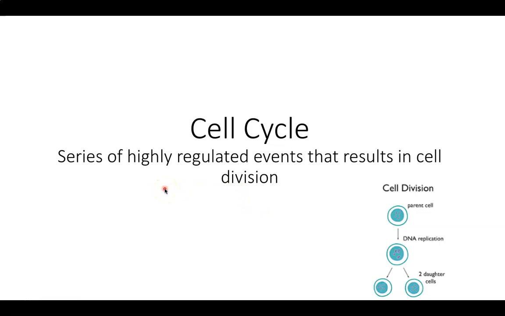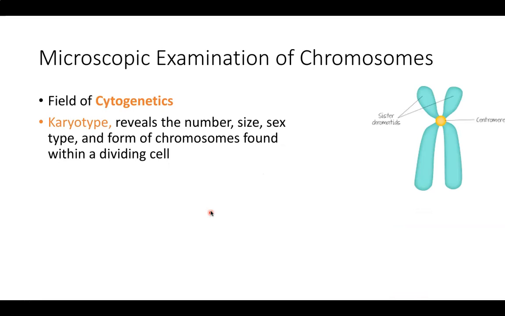So when we talk about the cell cycle, this is just a series of step-by-step events that are going to lead to cell division and, more importantly, nuclear division. So first, we want to again revisit our chromosome. When we study chromosomes and how they look and how many we have, we call that field cytogenetics. So genetics is our genes and the instructions to make proteins, and the cyto is the cell, right? So understanding the genes of the cell forms cytogenetics.